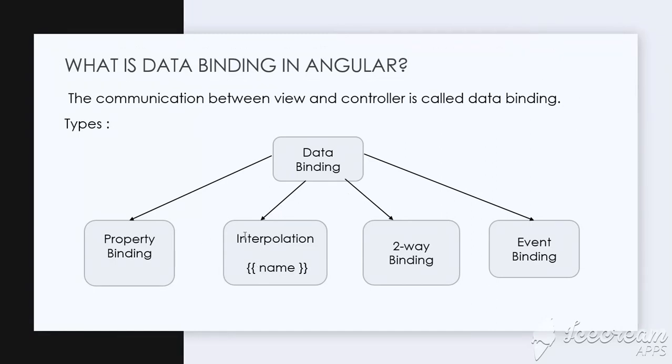So for property binding and interpolation, the direction is from the controller to the view, and for event binding, the direction is from the view to the controller. And then two-way binding is a binding which goes both ways.